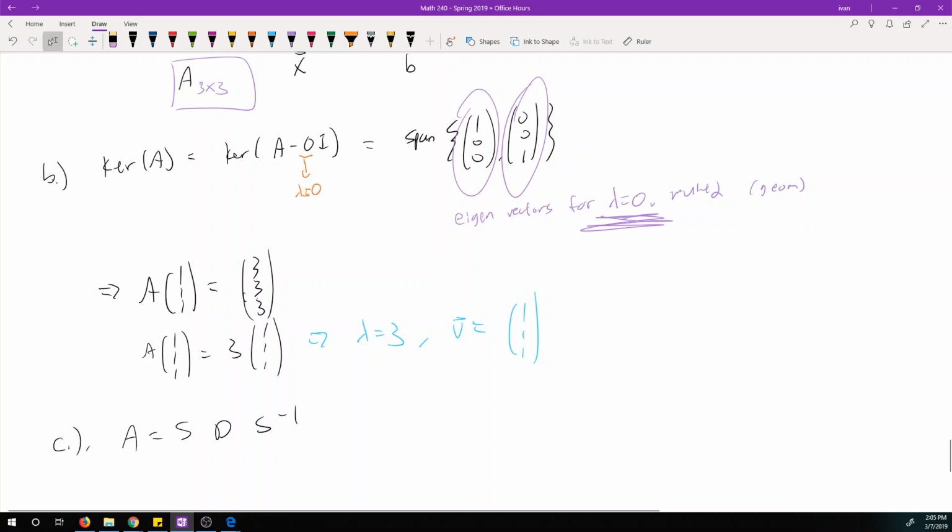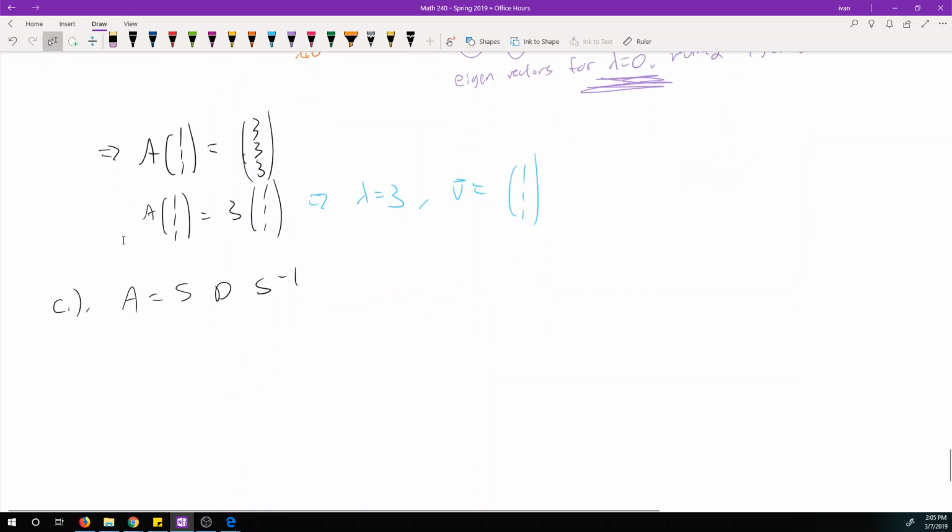All right, number 3 on the recitation homework. A squared is equal to negative A. Find all possible eigenvalues of A.